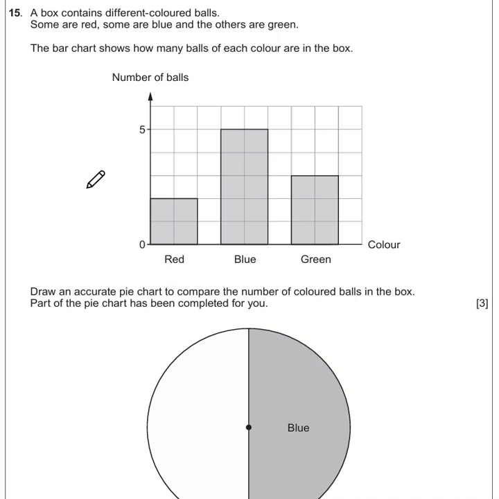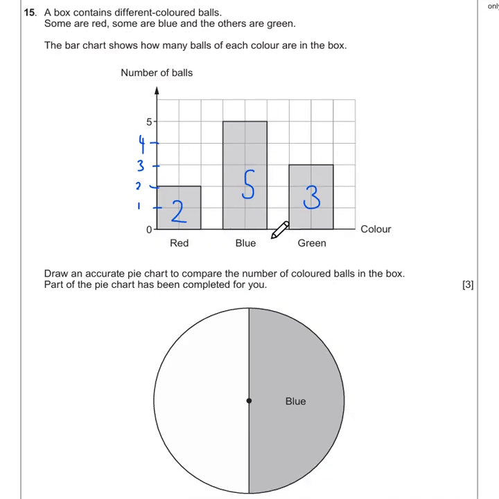Okay. So we could start with reading off, couldn't we, from this bar chart. Let's fill those missing numbers in, might be a bit easier. So red here is going to represent 2, isn't it? Blue is 5 and green is going to be 3. We want to work out what is the angle in the pie chart.